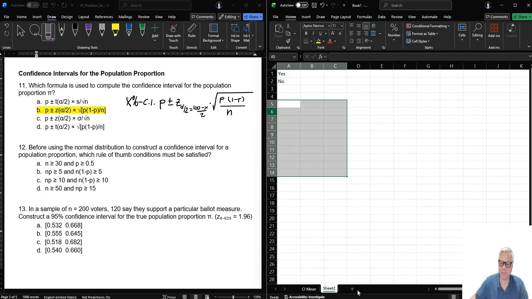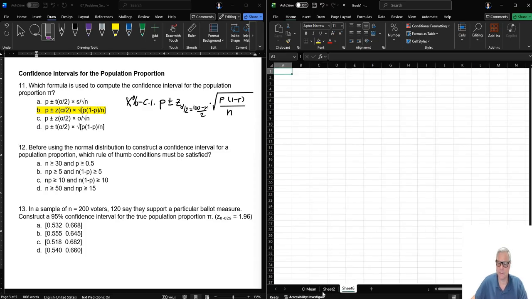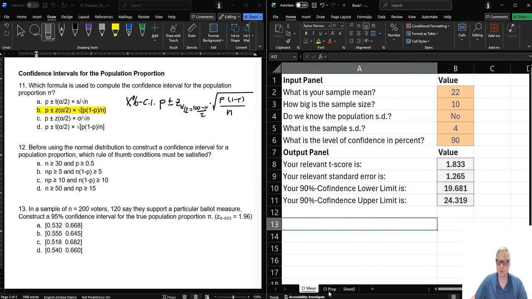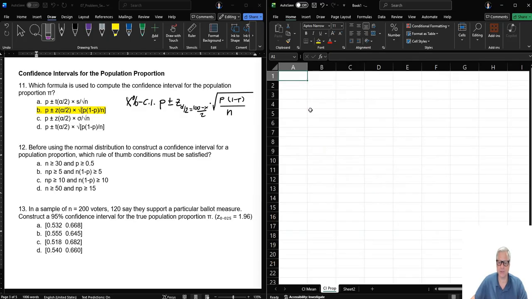Okay, and now let's create a new sheet. And I call that the confidence interval CI proportion, prop. So now we do again the same thing what we did earlier. So similar scenario, but it's actually a little bit easier because we don't have to distinguish between a t and a z. So let's define first again our input panel.